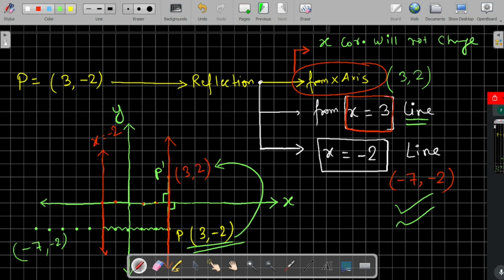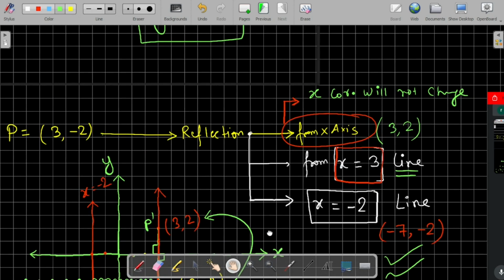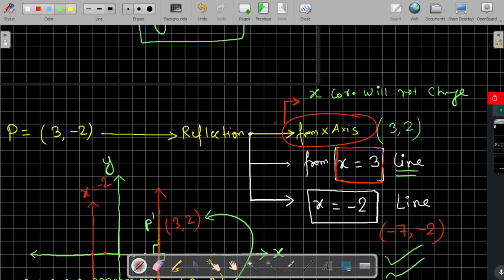And this is true if you take the reflection from any line parallel to the x-axis, still your x coordinate will not change. Are you getting this point?